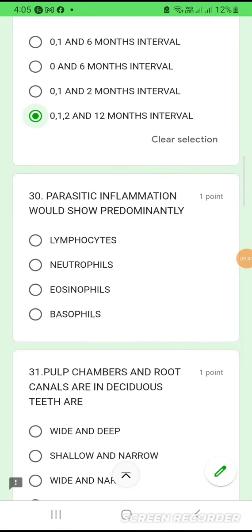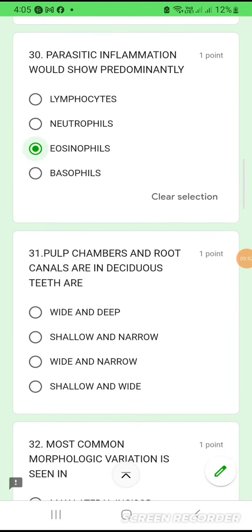Option D. Now coming on to 30th question, parasitic inflammation would show predominantly, if you have a parasitic infection, definitely your eosinophil count will go high. So option C is the answer.